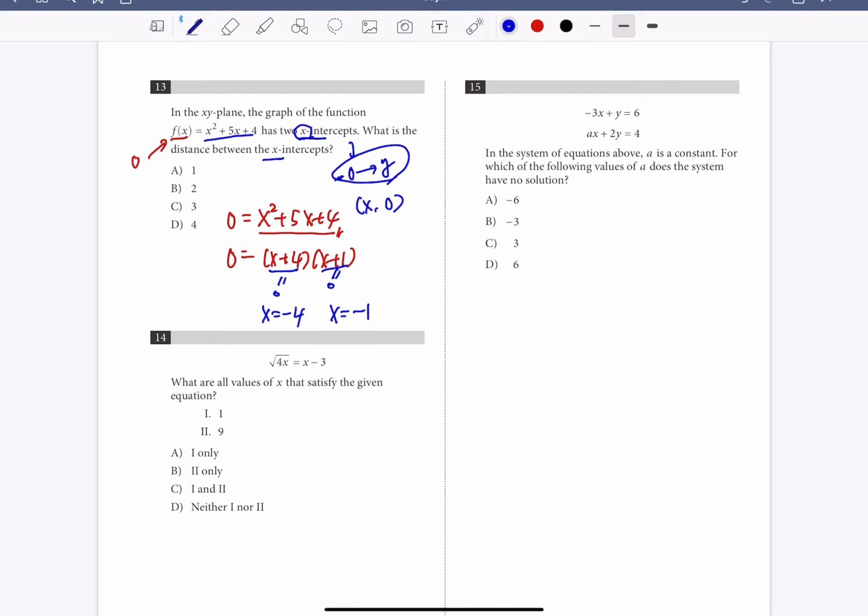And what is their difference? Simply, its graph is like this. Negative 4, negative 1, like this. And we are looking for the distance between the two x-intercepts. Negative 1 minus negative 4, which is 3. Okay, number 14.